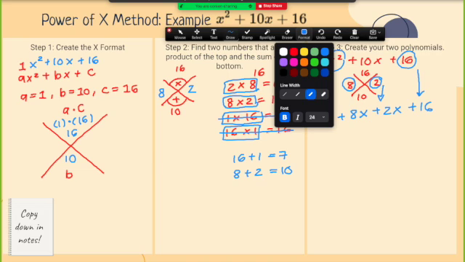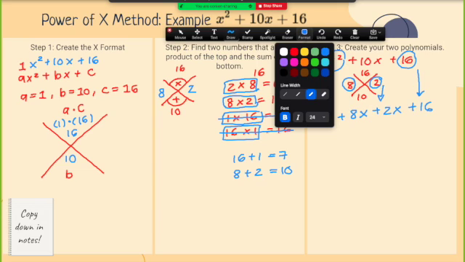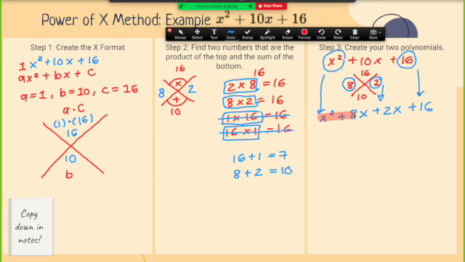So, based off of this, I want to create two polynomials. One of them is going to be x to the power 2 plus 8x. And the other one is going to be 2x plus 16. Now, just like how we did in the review, I want to find the greatest common factor for both. So right here, I'm just going to put a box right here.